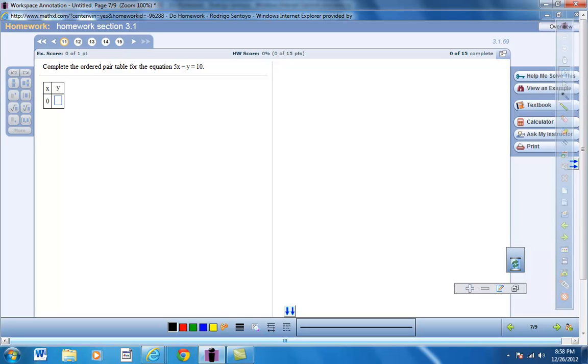So here they just want you to complete the ordered pair table. Complete the ordered pair table for this equation. So basically, what's y? We have our equation, 5x minus y equals 10. And what are they telling us? That x is 0, right? x is 0. Just like we've done before, we just plug that in, and we're just going to solve for y.